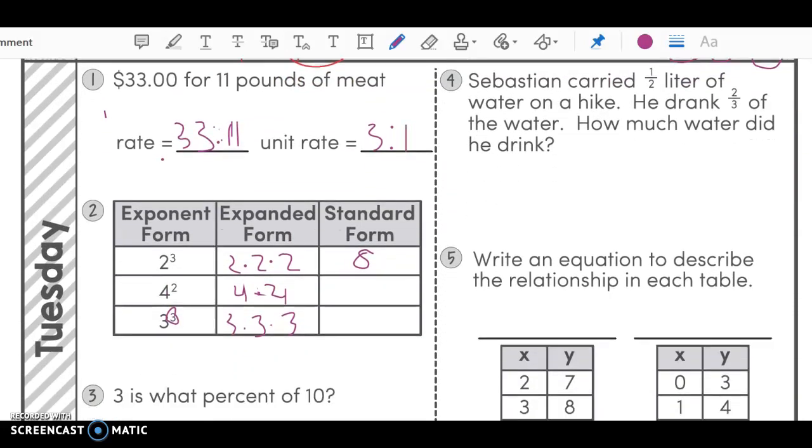Number 4. Sebastian carried a half liter of water on a hike. He drank 2/3 of the water. How much water did he drink? Well, let's solve this the way that Greg Tang has told us to, which is to draw a picture. So I'm going to draw a half liter, terribly. Yeah, it kind of looks like a water bottle. Okay, so here is my half.